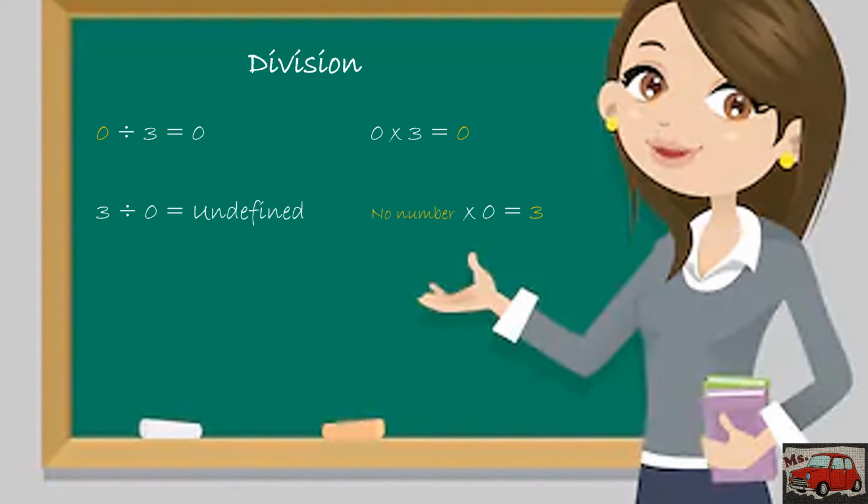Unlike dun sa susunod, 3 divided by 0 is equals undefined. Okay? Because no number na kapag minultiply ko dun sa divisor which is 0, the answer is 3 which is the dividend. So, kaya siya undefined. Okay?